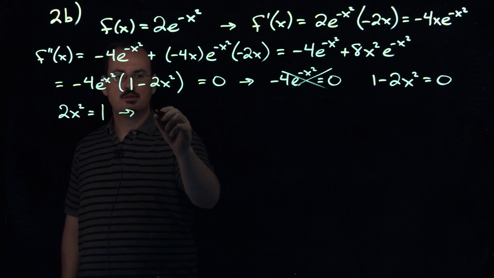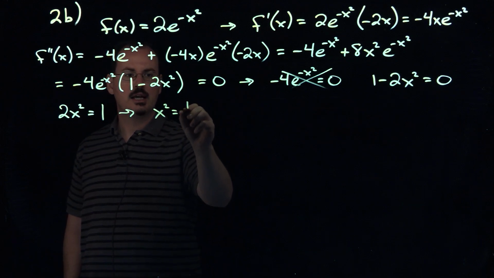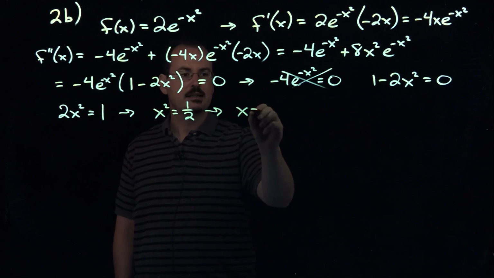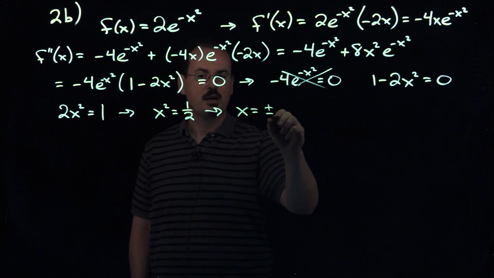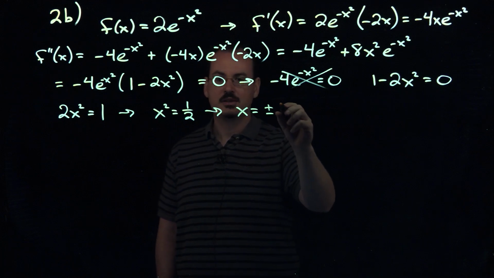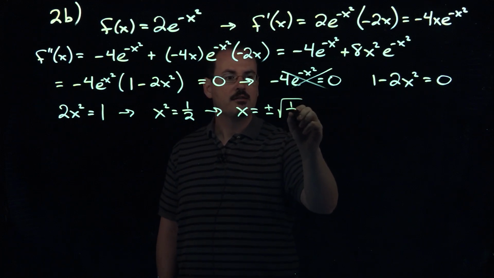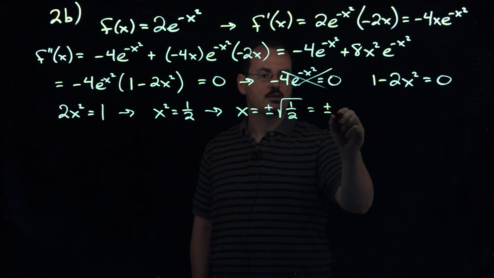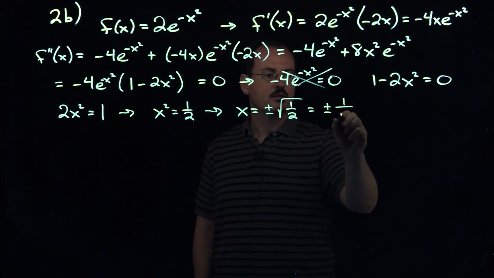Divide both sides by 2. I'm going to get x squared is equal to 1/2. So take the square root of both sides of this. I'm going to get x is equal to, and don't forget the plus or minus when you solve an equation like that, something squared, square root of 1/2. Well, the square root of 1 is 1, so we can just write this as plus or minus 1 over the square root of 2.